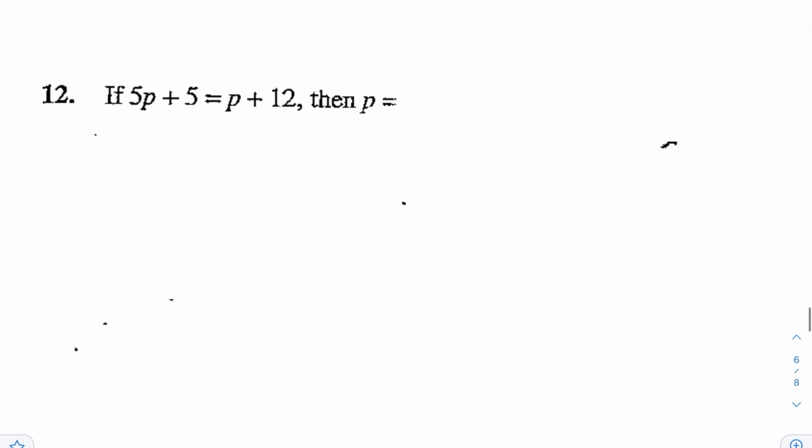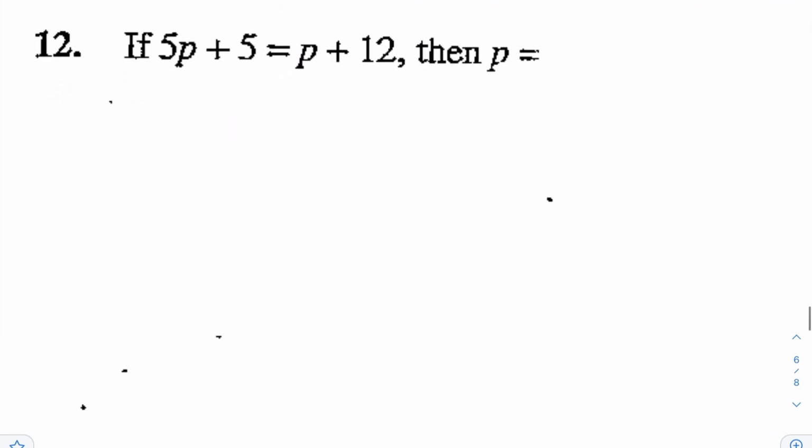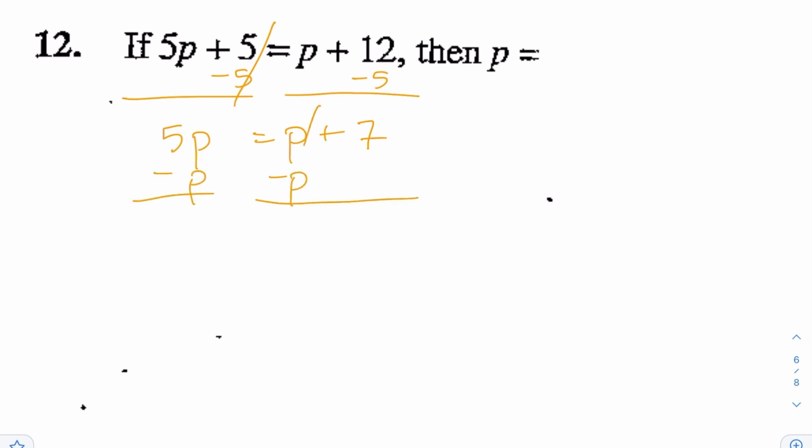All right, next for number 12, if 5p plus 5 is equal to p plus 12, then p is equal to, so here if you subtract 5 from both sides, you get 5p is equal to p plus 7. And then if you subtract p from both sides, you get that 4p is equal to 7. And if you divide by 4, you get that p is equal to 7 over 4.